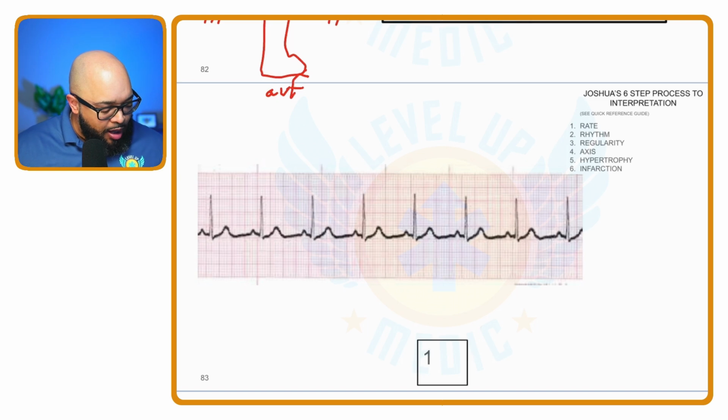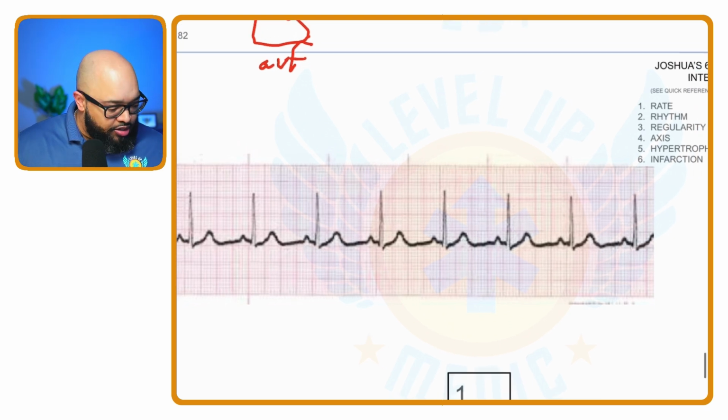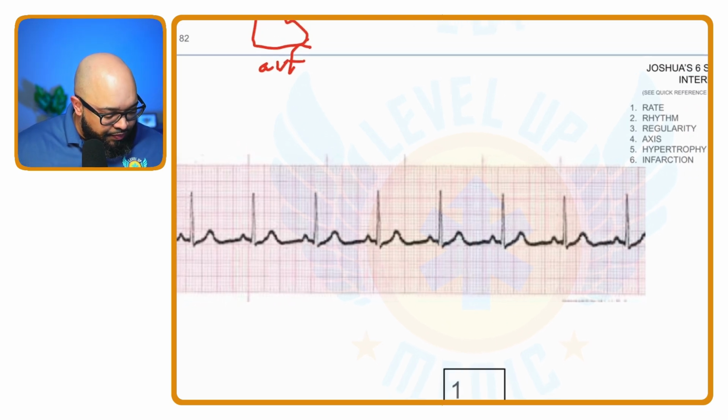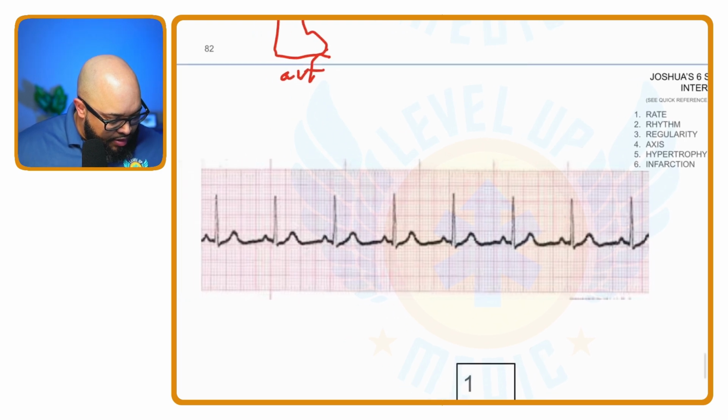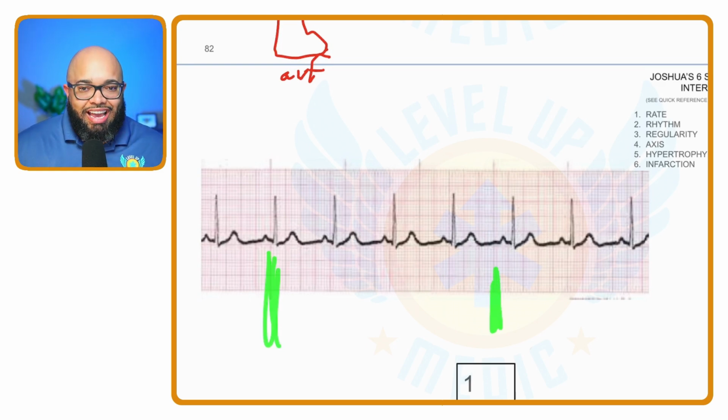EKG number 1. I'm on page 83. The very first thing we're going to do is look for the rate. Let's zoom this in a little bit so we can see better. Oh, by the way, this is a good one to point out. Notice this little bar right here. This particular mark, and then the next one, here, from here to here represents 3 seconds.